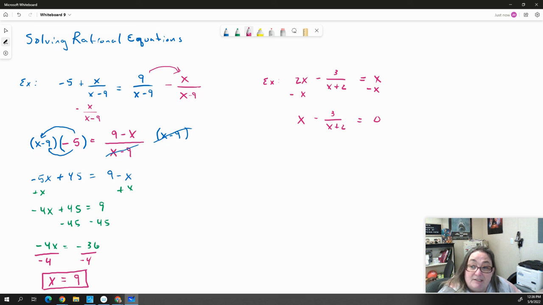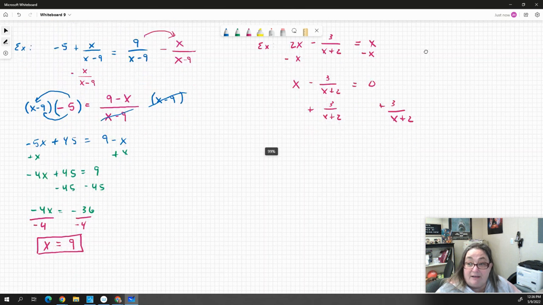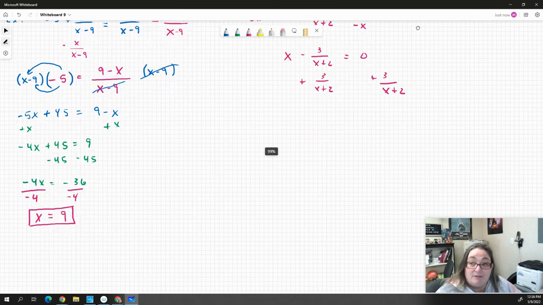And then I'm going to move this to the other side. And all I'm going to do is add 3 over x plus 2 to both sides, right? Plus 3 over x plus 2. And I'm showing you absolutely every step. Like I could look at that and know that I could just put right 3 over x plus 2.